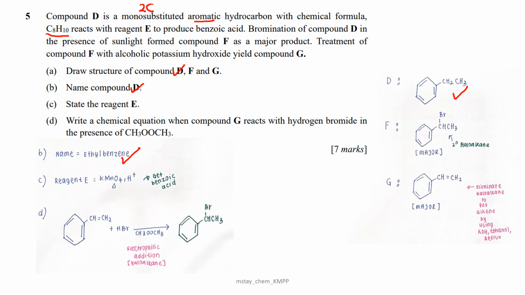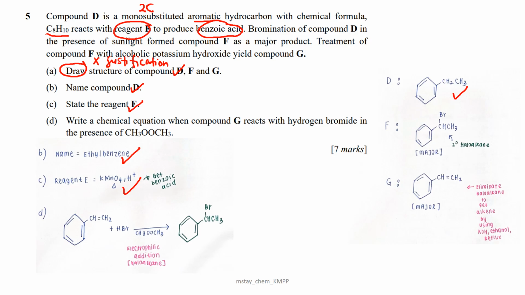Then here the question asks to draw the structure, so no justification is needed. D reacts with reagent E to produce benzoic acid. So in general, we already have the idea that benzoic acid is produced when an alkylbenzene with benzylic hydrogen undergoes oxidation. Therefore, the reagent used can be KMnO4/H+ with heat. So done for question C.